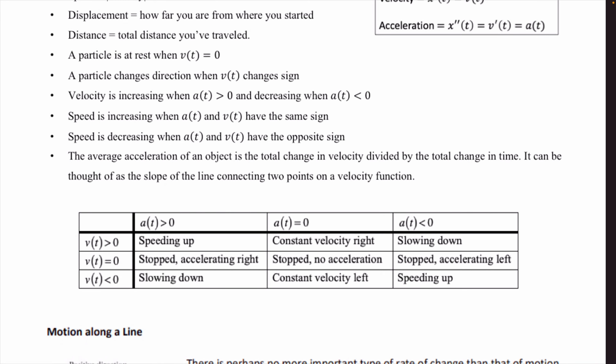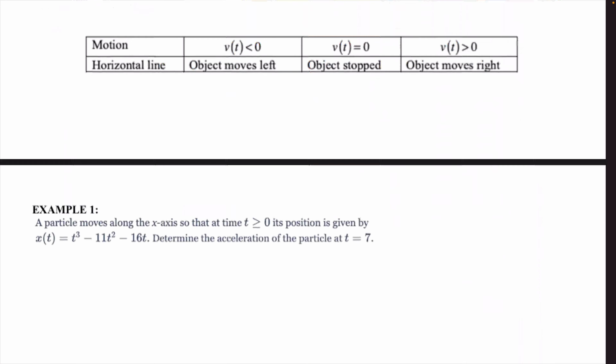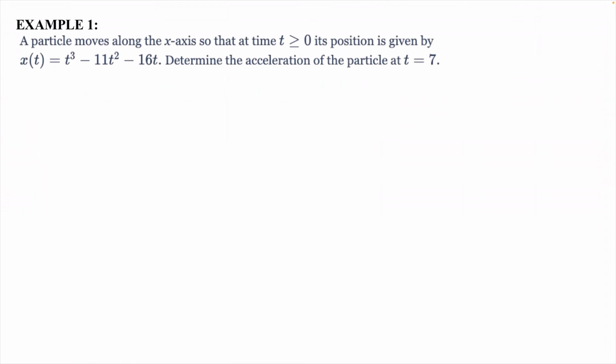So you're going to see moving along a line. Think of a number line. If I'm moving to the right, it's positive. If I'm moving to the left, it's negative. Velocity, I should say. That's what this says down here. Something moves to the right. So that's the difference between velocity and speed. Speed, direction doesn't matter. Doesn't matter where you go, it's always positive. Velocity, direction does matter. All right, so now let's look at example number 1.